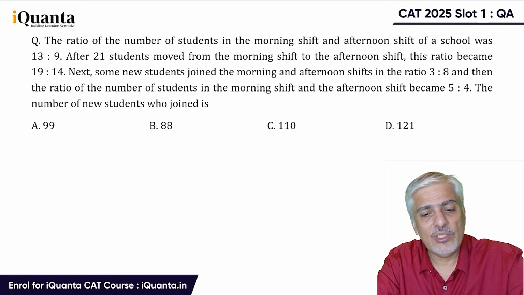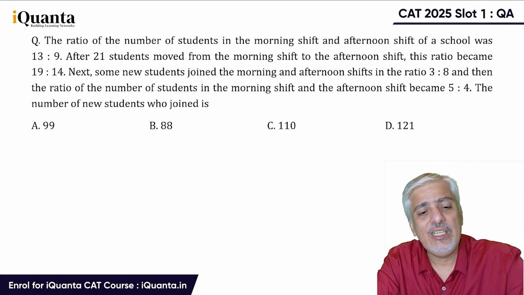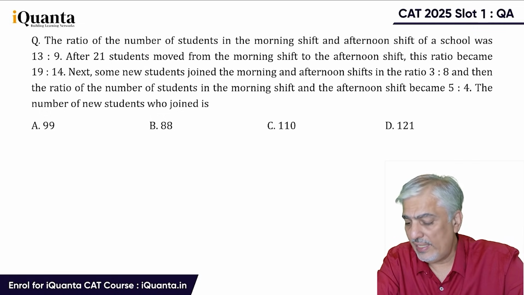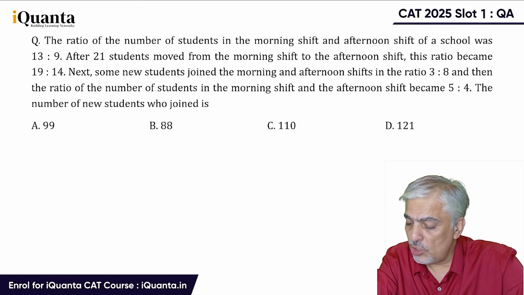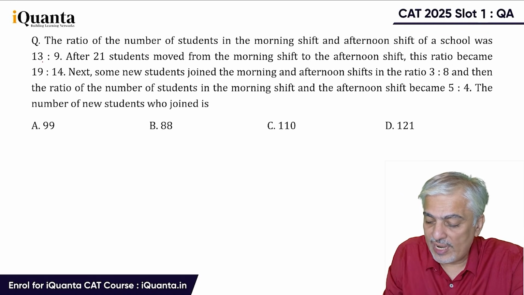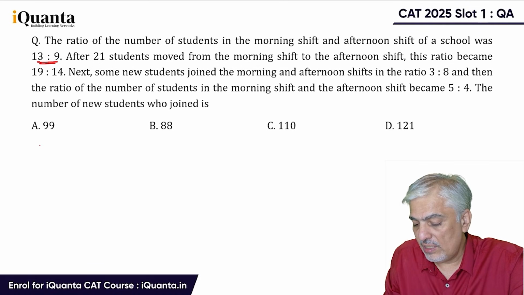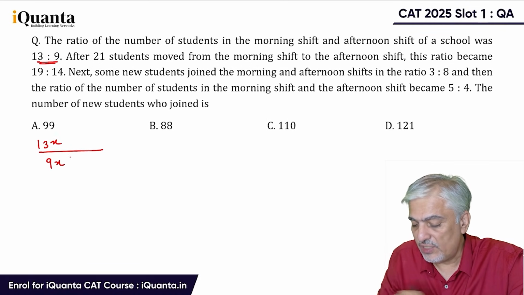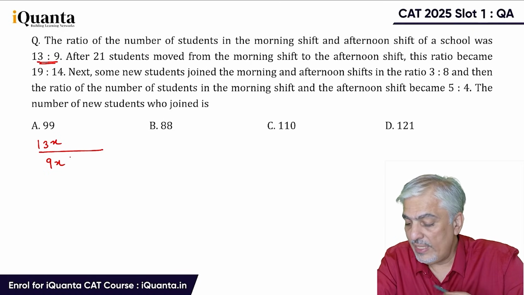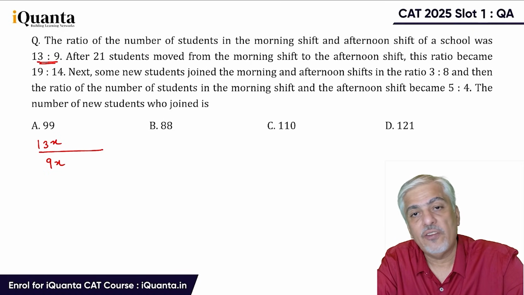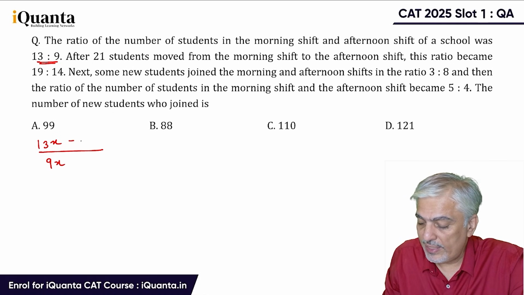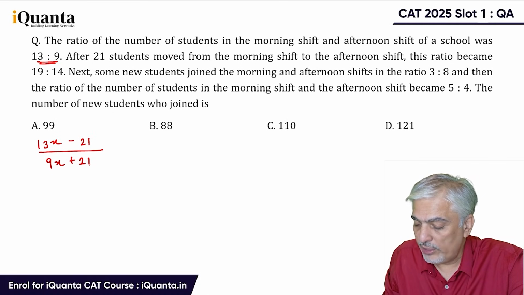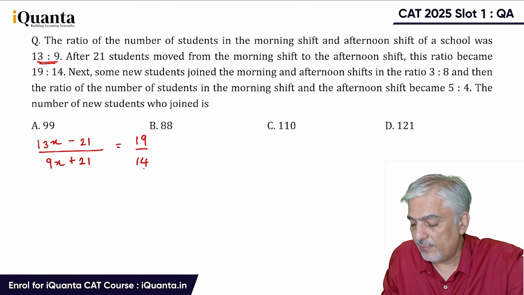Let's look at the next question. The next question is a slightly longer read, so we'll have to be very careful when we're reading. The ratio of the number of students in the morning shift and afternoon shift of a school was 13:9. So if I start the morning shift as 13x and the afternoon shift as 9x, that's the first part. After 21 students were moved from the morning shift to the afternoon shift. So morning says 21 left and 21 joined over here. The ratio now became 19:14.